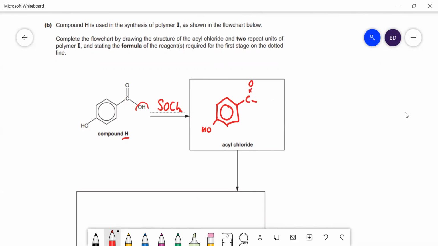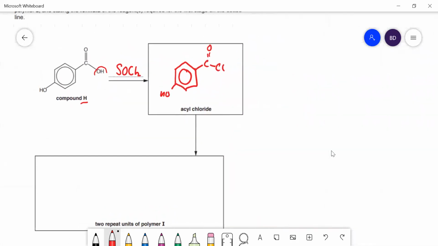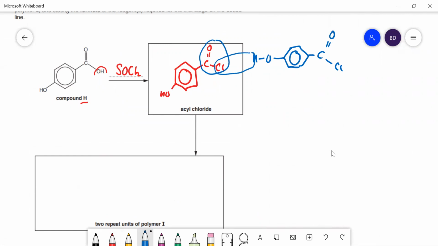And right, now we've got to show how that can polymerize. I'm going to probably draw it outside that box because I haven't really got enough room there. The way they're going to polymerize is, obviously, an acyl chloride can react with the phenol group of a neighboring molecule. You're going to lose HCl there, and you're going to form an ester. Okay, so you're going to get that going to go there like that. So draw 2 repeat units.